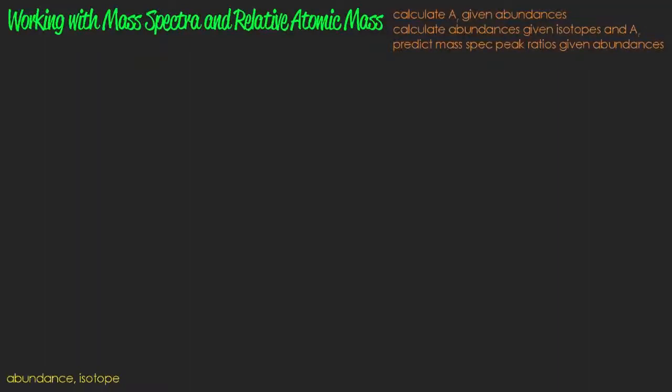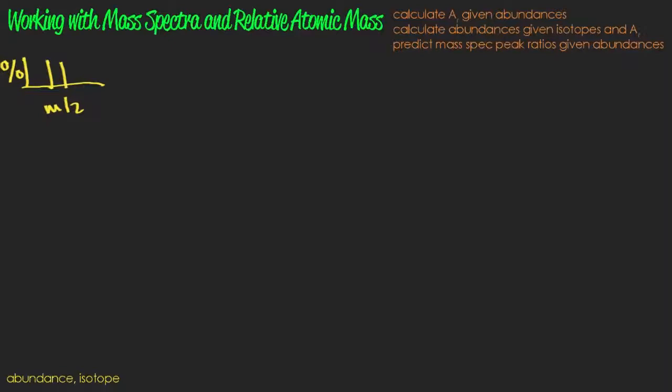Okay, so this is a video to have a look at a number of things you might be expected to do with mass spectra and relative atomic mass. I'm going to start off by drawing just a very simple mass spectrum here. Of course, on the y-axis we have our percentage abundance, and then our x-axis is our mass to charge ratio.